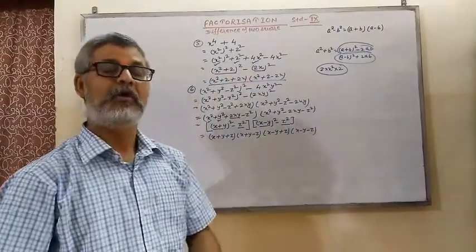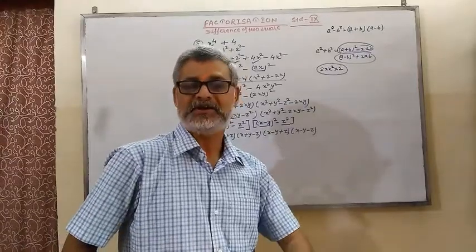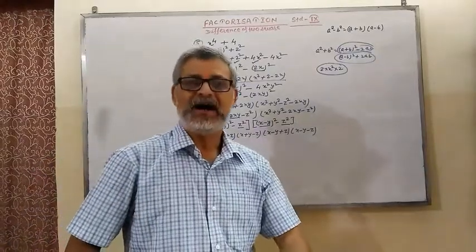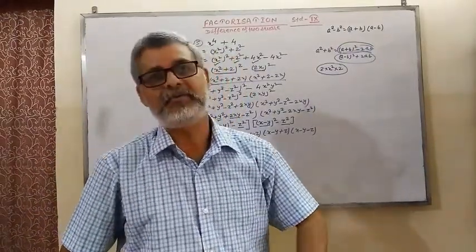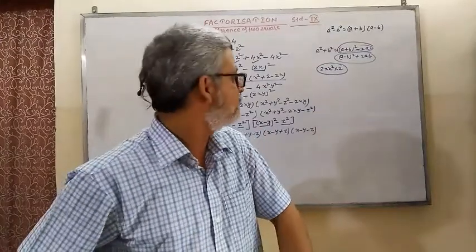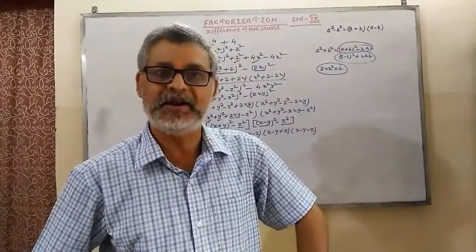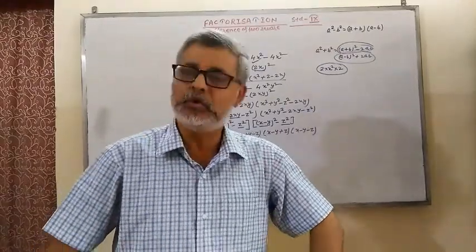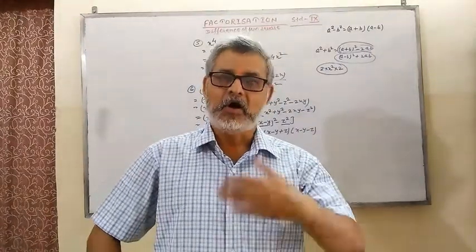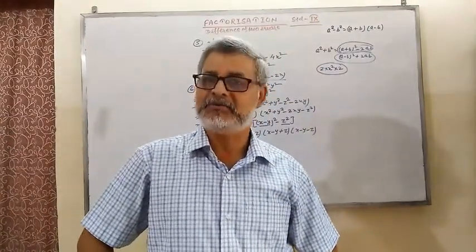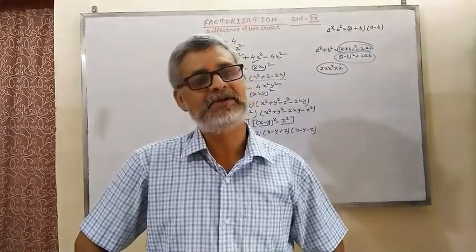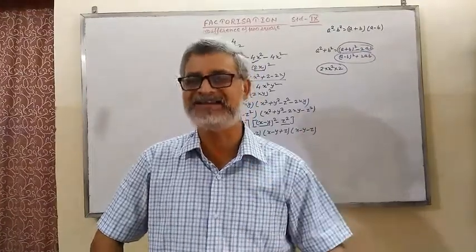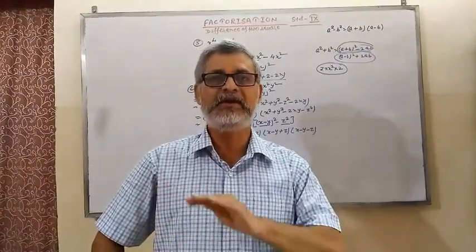So almost all the main types of questions have been explained. Last day 6 or 7 questions were explained and today also 6 questions. I think enough questions have been explained for difference of two squares. If students try to understand all these 12, 13 questions, and again I repeat one thing: in factorization there is no ready-made formula. The more questions the students solve, the more confidence they will get, and that is the main point in factorization. Observation is required. How can you factorize? For that there is no ready-made formula.